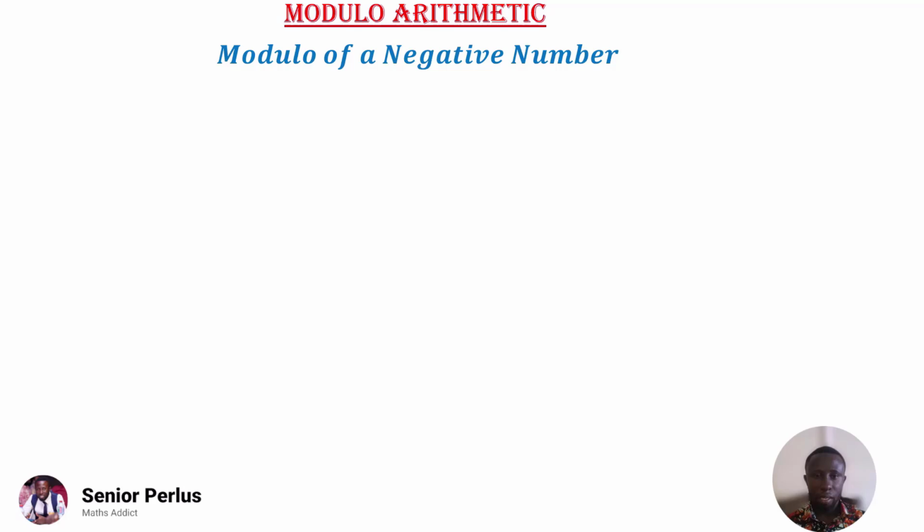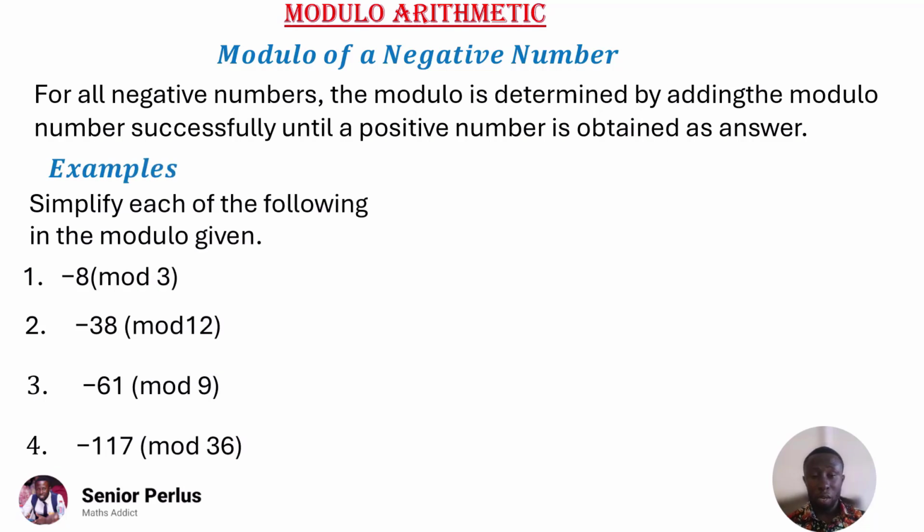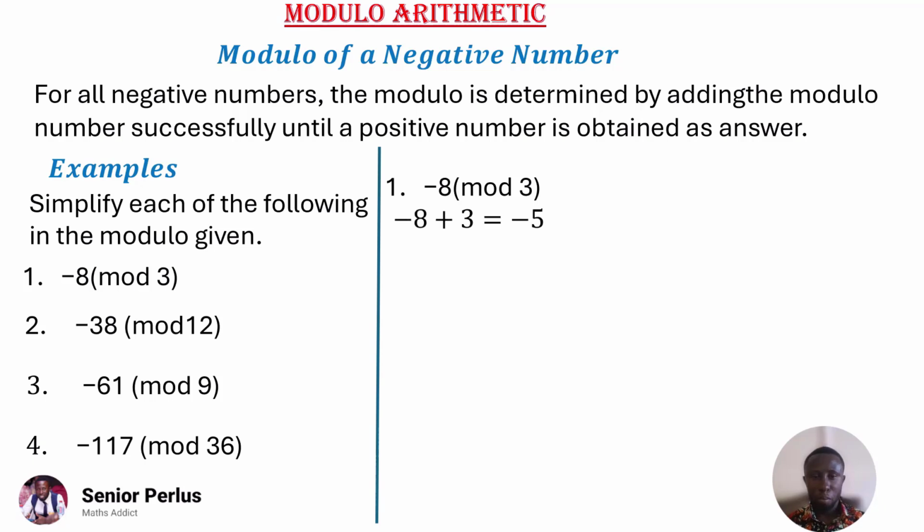Modulus of a negative number. We dealt with negative numbers when we were doing the application. Now we are going to do it here. For a negative number, we have to add the modulo until we get a positive number which is less than the modulo. I have an example here: negative 5 mod 3. I have to add the 3 until I get a positive number which is less than 3. That's called the repeated addition method.